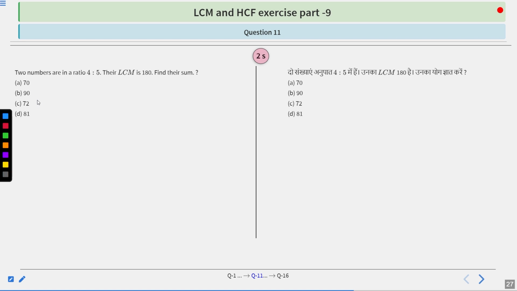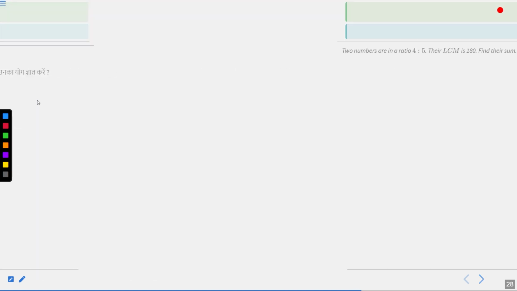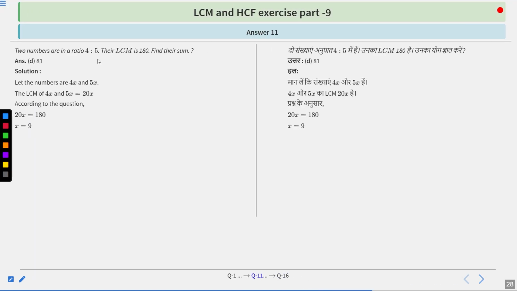Now, the numbers were in ratio 4:5. So we can assume the numbers to be 4x and 5x. The LCM of 4x and 5x in terms of x is 20x. But according to the question, the LCM is 180. That means 20x should be equal to 180. So from here, the value of x is 180 upon 20, that is 9.